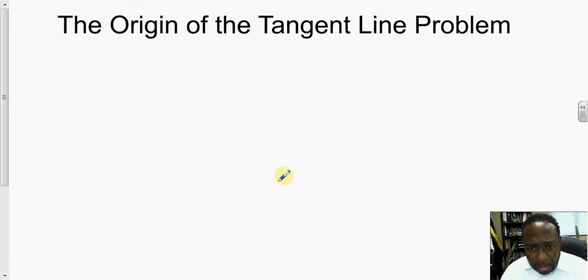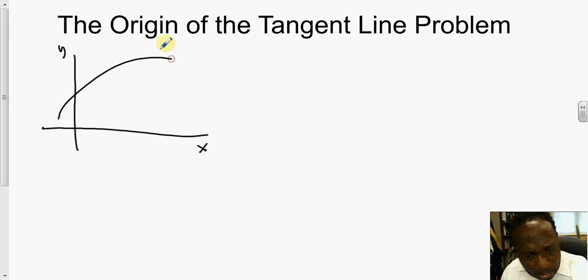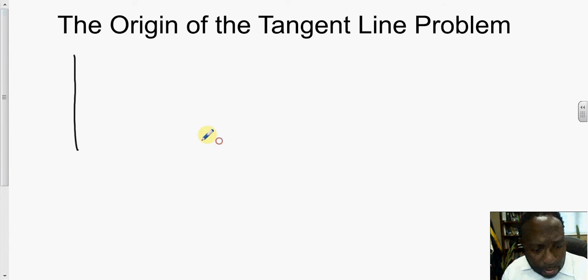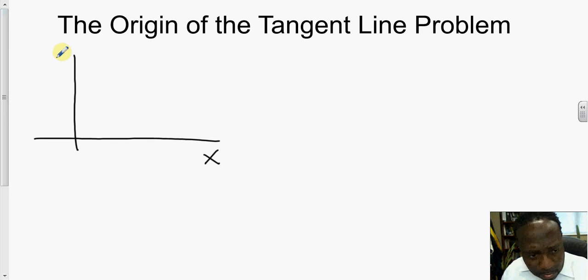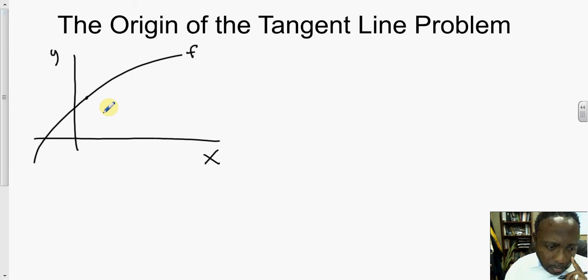The origin of the tangent line problem: consider some function f, and say for example if we take 2 points, I can do better with this curve.